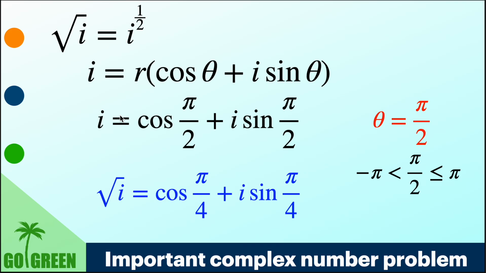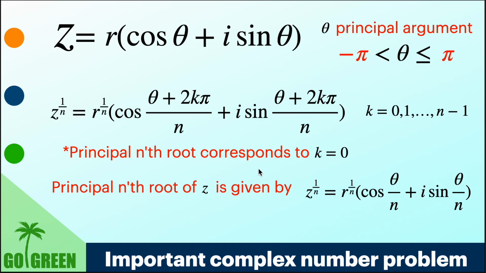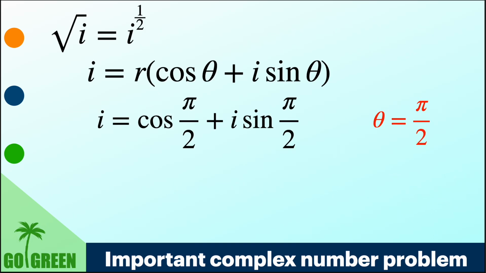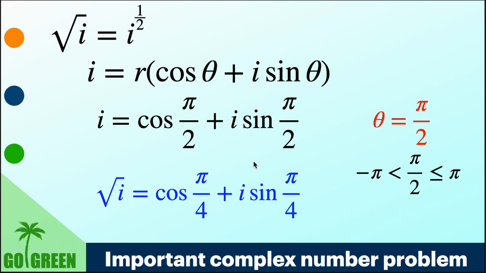By the formula we have seen, z to the 1 by n, the principal nth root, is given by r to the 1 by n times cos theta by n plus i sin theta by n. So here theta is pi by 2, and n equals 2, so theta by n is pi by 2 by 2, which is pi by 4. So root i, or the principal square root of i, is just given by cos pi by 4 plus i sin pi by 4.